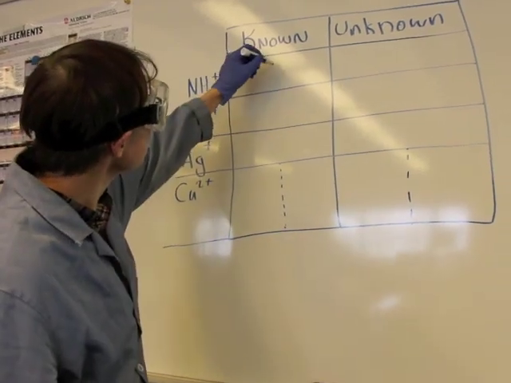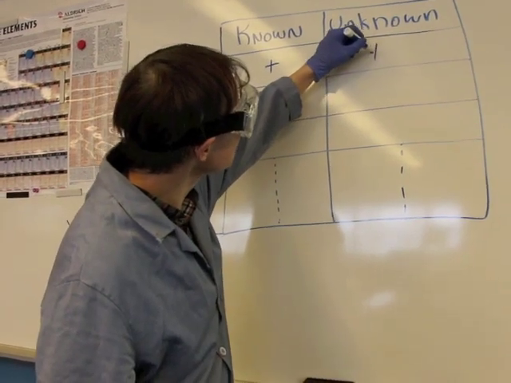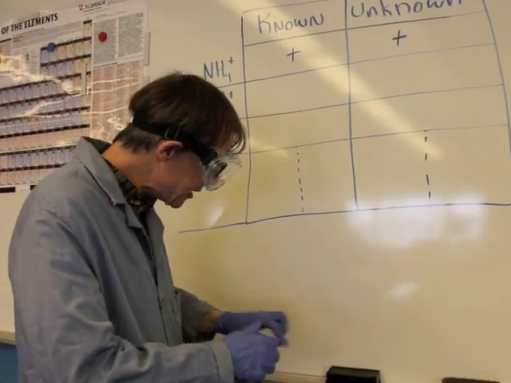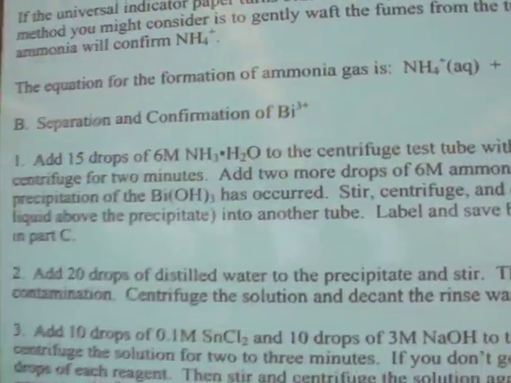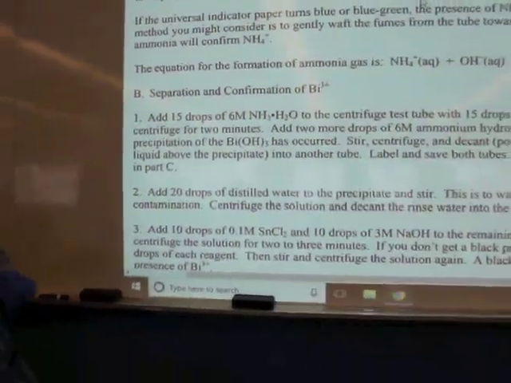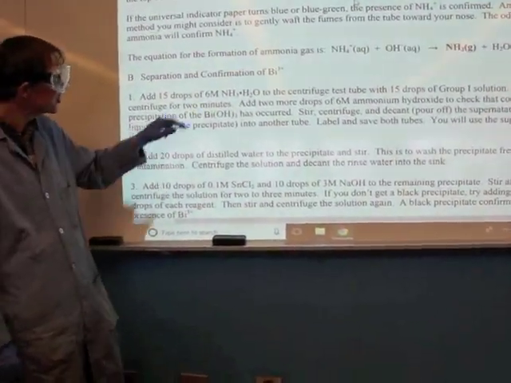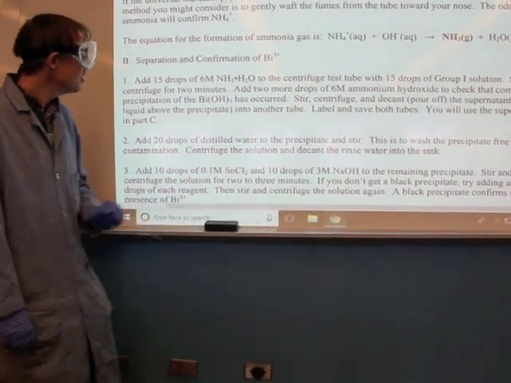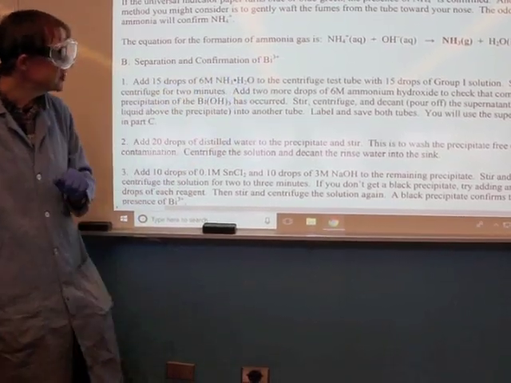We got a positive for the ammonium for the known, for sure. And we also got a positive for the ammonium for the unknown. We now know the identities of one of the ions in that solution. Now we're ready for part B. This is the separation and confirmation of the bismuth 3 ion. The bismuth 3 ion will require some chemistry, which is discussed in this procedure, some chemistry involving the ammonia complex of silver and copper, and how bismuth does not behave the same way.